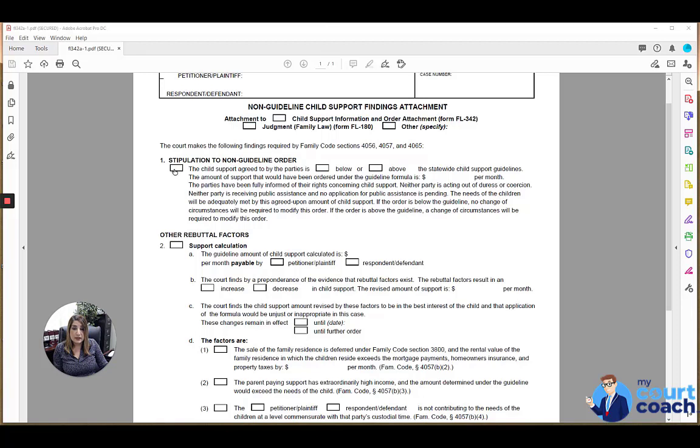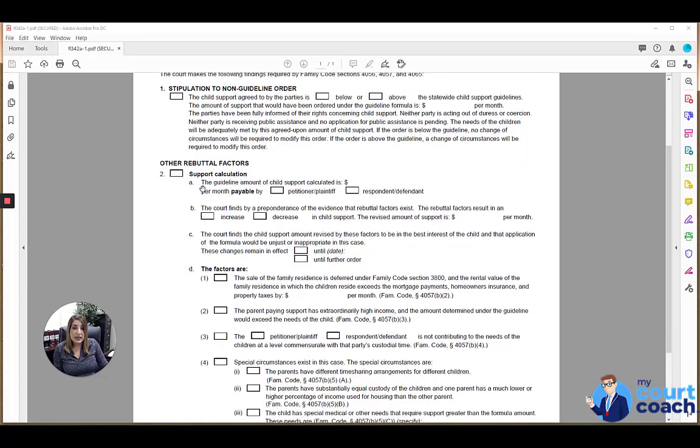So in order to fill it out, you need to mark box 1 and advise as to whether the amount you're agreeing to is below or above the statewide guidelines set forth in that formula, and you need to list what the child support amount under that formula would be. Hopefully either the court can run the numbers for you or you have access to some sort of child support calculator where you can determine what the guideline is. The purpose of this form is that the court can be confident that you know what you are giving up if you are accepting either below or above the guideline amount.